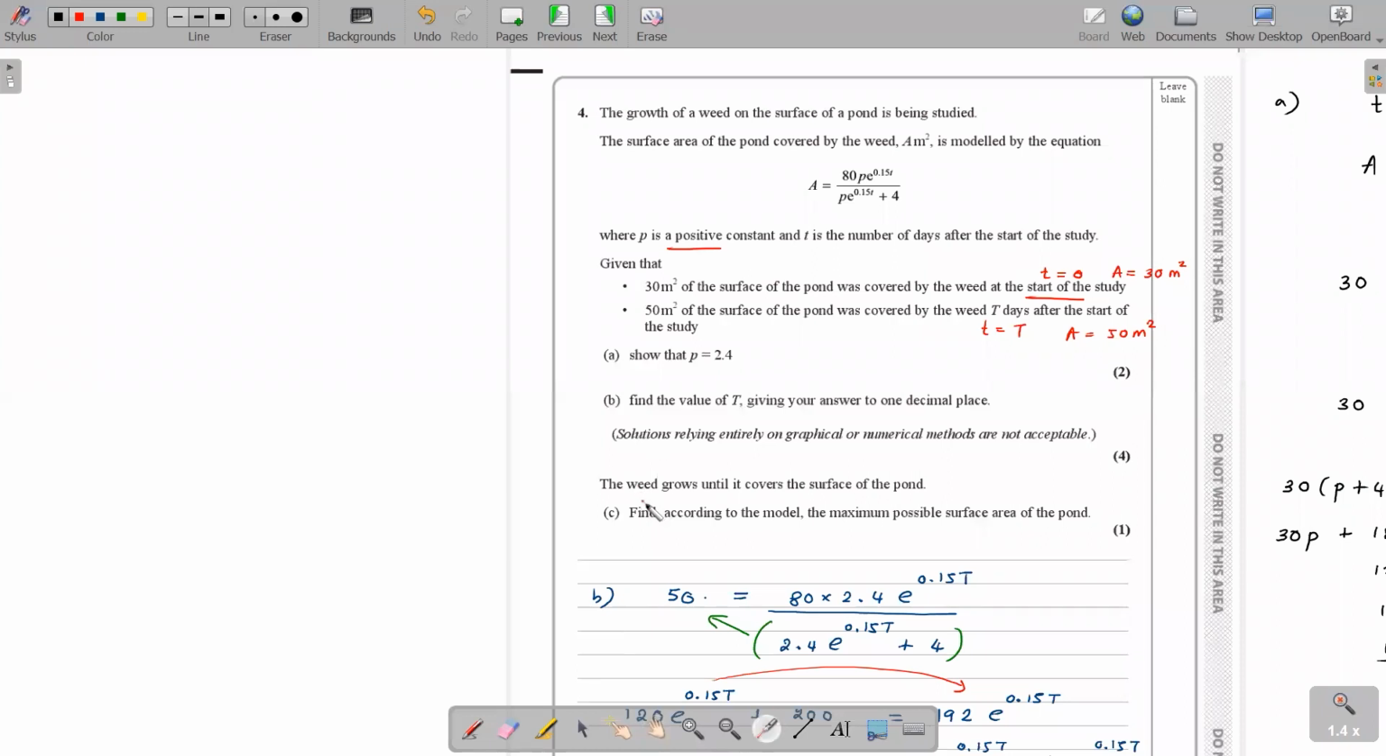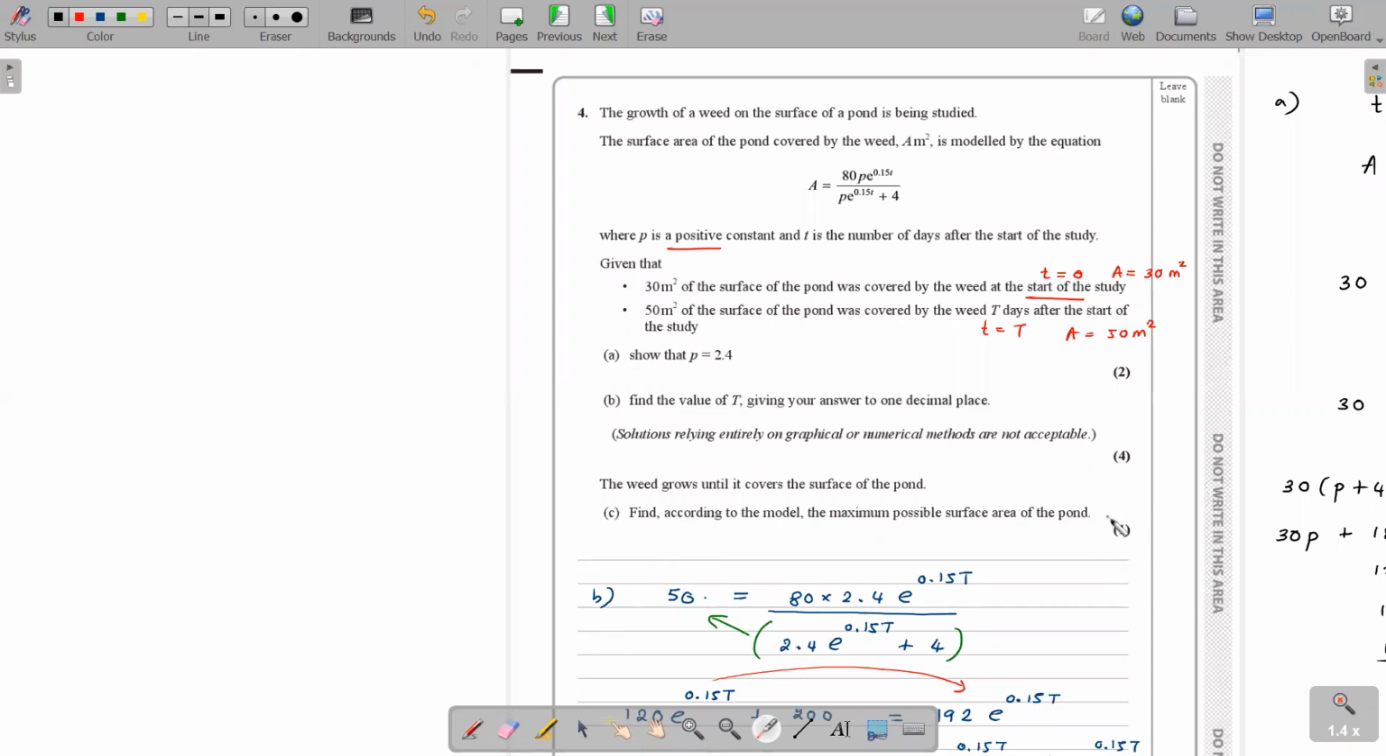Okay, moving on to the next part. The wheat grows until it covers the surface of the pond. Find, according to the model, the maximum possible surface area of the pond. Okay, they want you to find the maximum possible surface area. So when you read the word maximum, don't rush into conclusions, because you can see it's just 1 mark.